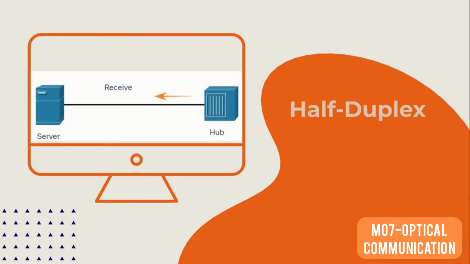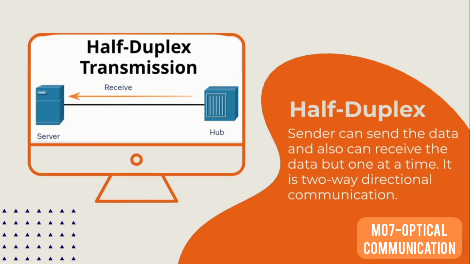Lastly, half-duplex. Half-duplex is a type of data flow between two devices in a communication. In a half-duplex transmission, a sender can send the data and also can receive the data but one at a time. It is a two-way directional communication but one at a time.